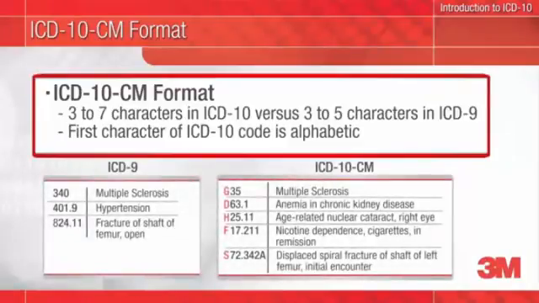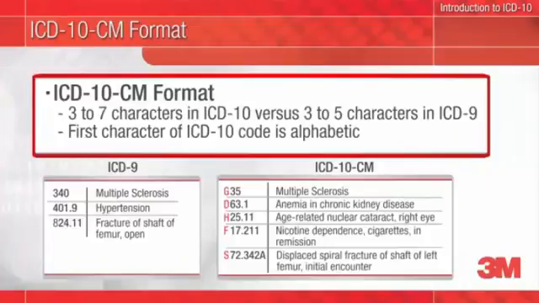What stays the same is that the decimal point is still placed after the 3rd character of the code. In ICD-9-CM, the first character of the majority of codes is numeric, with the exception of E codes, which represent external causes of injury and poisoning, and V codes, which represent factors influencing health status and contact with health services. What's different in ICD-10-CM is that the first character of all codes is alphabetic. All letters of the alphabet are used with the exception of the letter U.